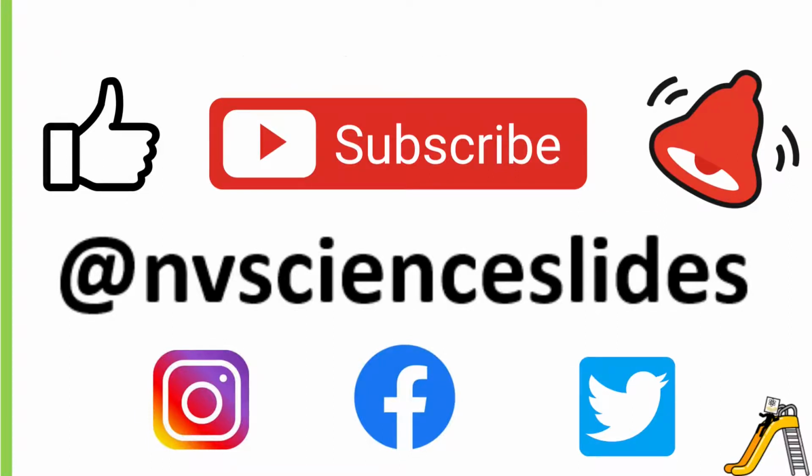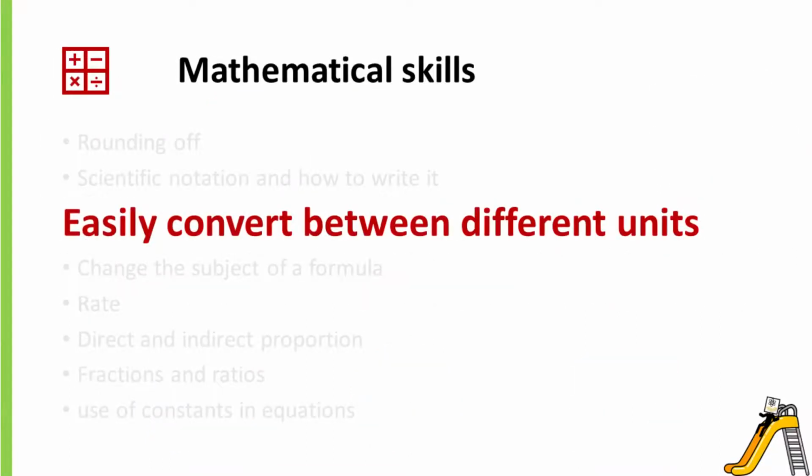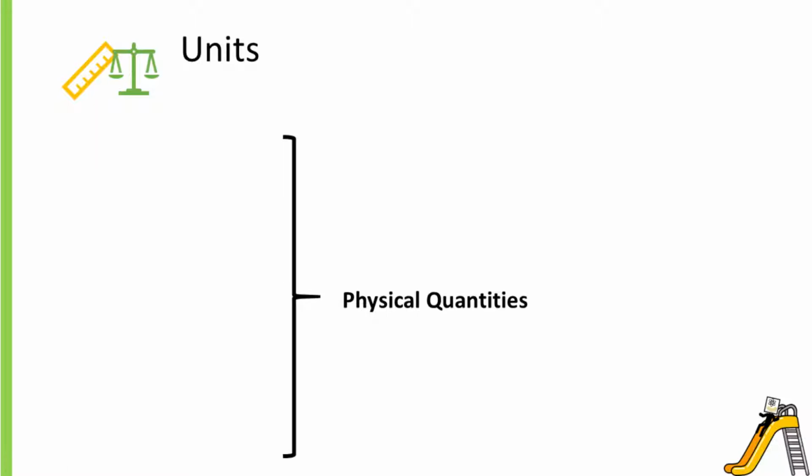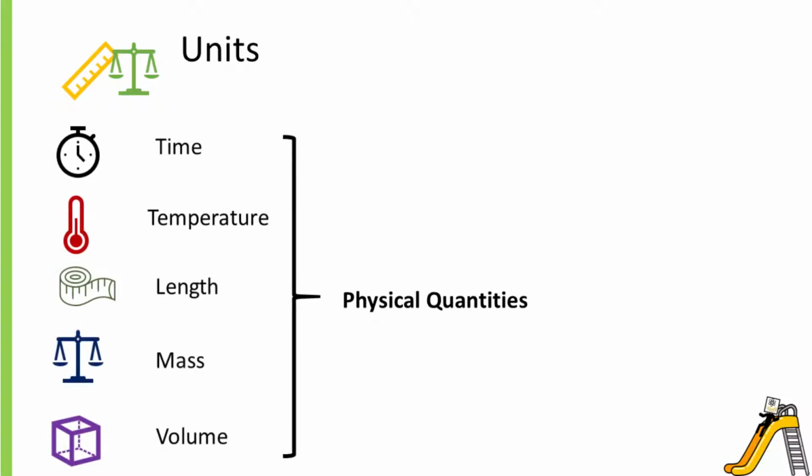Okay, so now let's talk units. We are talking about units. So the first question you will have to ask is, what are units? And units are essentially a measure of a physical quantity. And your next question will be, what is a physical quantity? A physical quantity are things such as time, temperature, distance, mass, and volume. These are physical quantities, and they can be measured with different unit systems.